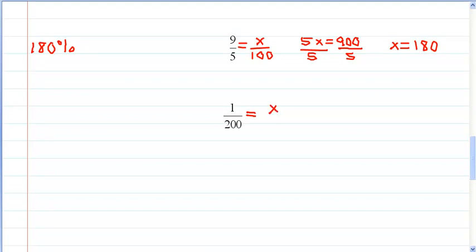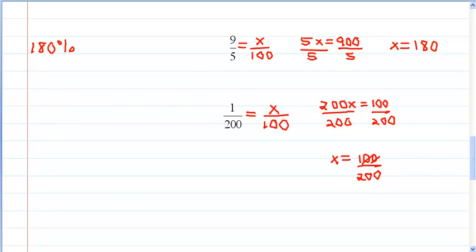And for the last example, we set 1 over 200 equal to x over 100, cross multiply, 200x equals 100, and when I divide by 200, I get x is equal to 100 over 200. The zeros cancel. I'm left with 1/2, and 1/2 is the same as 0.5. So 1 over 200 is 0.5%. And you could write this as 0.5% too. I'll leave it as 0.5%.